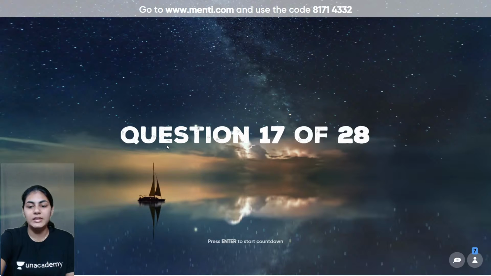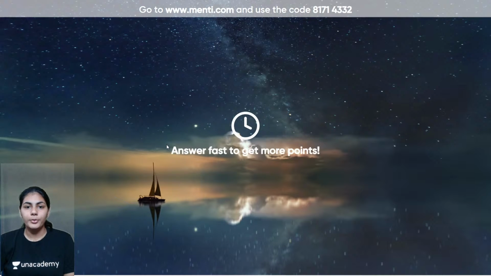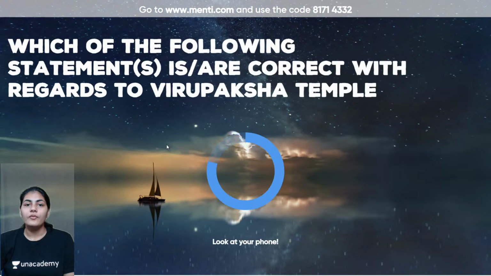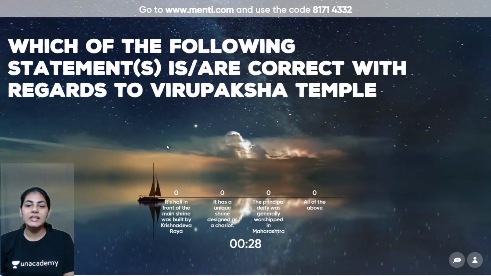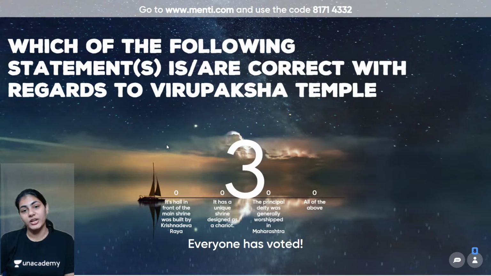It's question number 17. Up on your screens. Which of the following statements is or are correct with regards to Virupaksha temple? Its hall in front of the main shrine was built by Krishnadeva Raya. It has a unique shrine designed as a chariot. The principal deity was generally worshipped in Maharashtra, or all of the above. The question is, which of the following statements are correct with regards to Virupaksha temple?